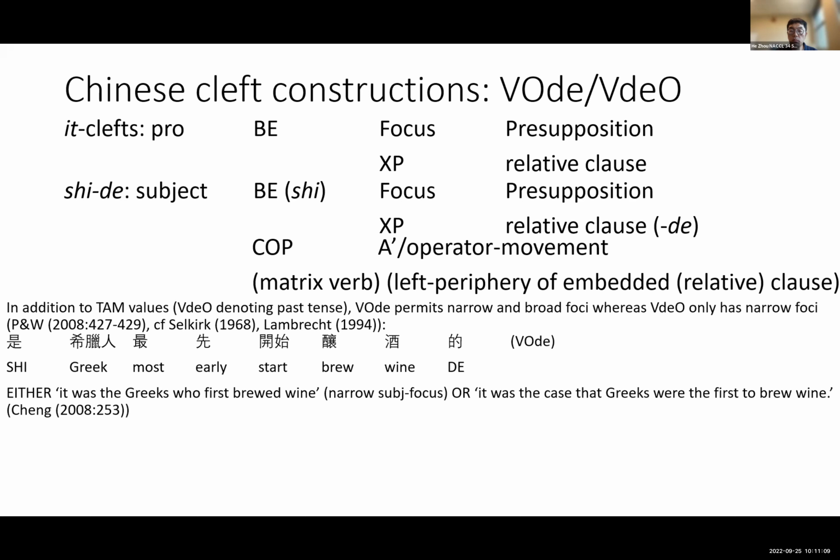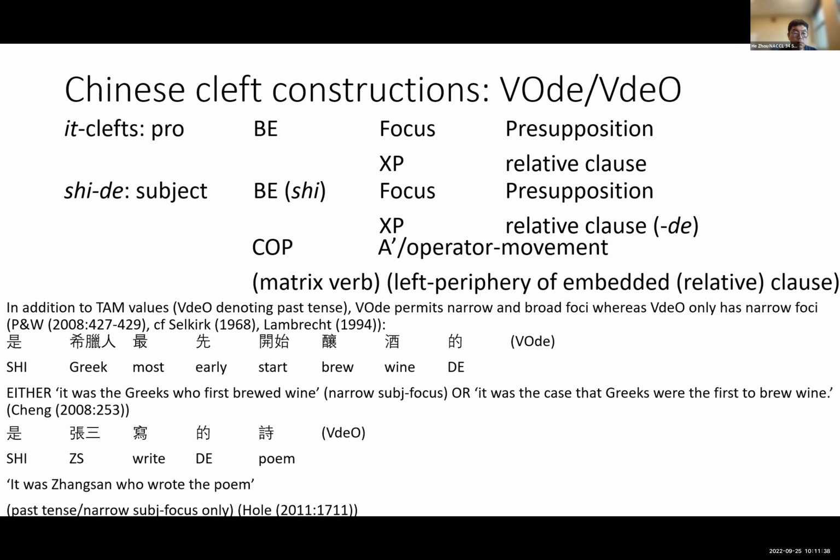So for example, I'm taking an example by Lisa Chen. 这些人最近开始酿酒的. But this is ambiguous. This could be a narrow subject focus. 是希腊人最先搞这个的. It was Greeks who did this. Or this could be a case of broad focus where it's an assertion. It was the case, or it is the case, that the Greeks were the first to brew wine.